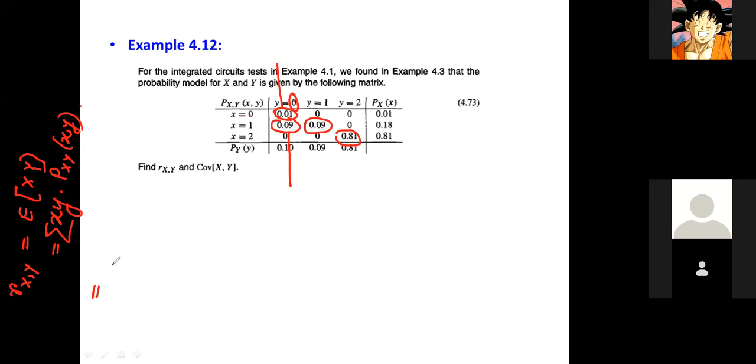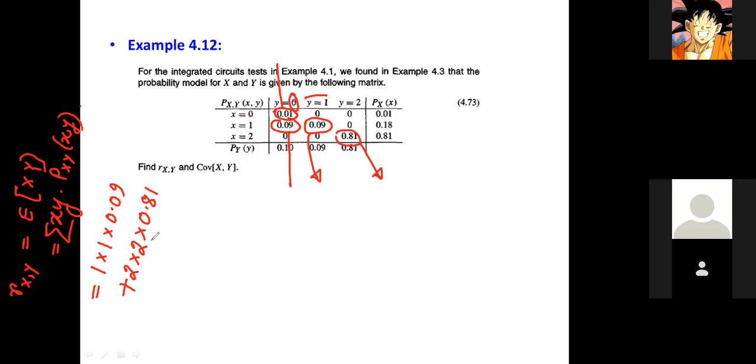Then y equals 1. So here y equals 1 and x equals 1. Now you put the value of x and y and px: x value is 1, into y value is 1, into px value is 0.09. Then plus the next one: x value is 2, y value is 2, so 2 into 2 into 0.81.